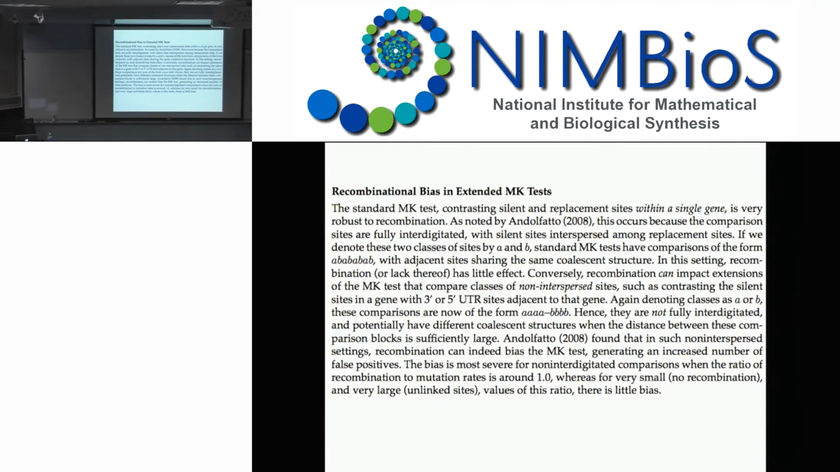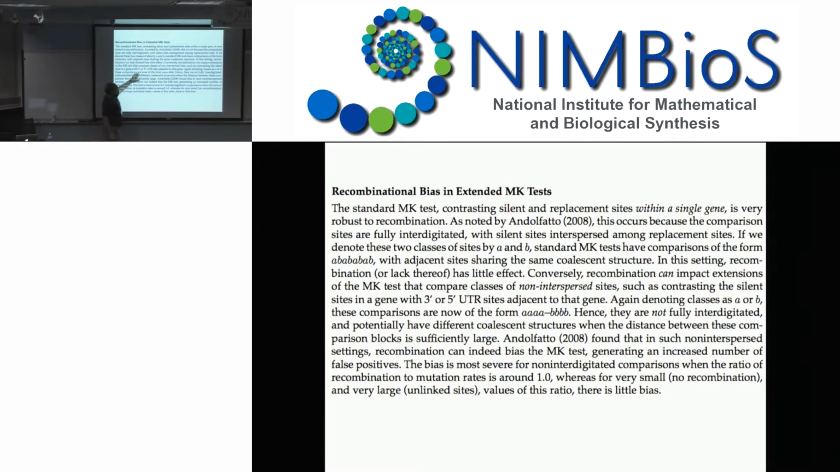I mentioned this about recombination. This is a point that Peter basically made. If you look at a standard McDonald-Kreitman, here's your gene. I've got groups A and B. I've got replacement and silent. And in that gene, they're concatenated together, so the coalescent structure shared by A is pretty much the coalescent structure shared by B. So comparisons within a gene, for all intents and purposes, both the replacement and the silent sites share the same coalescent structure.